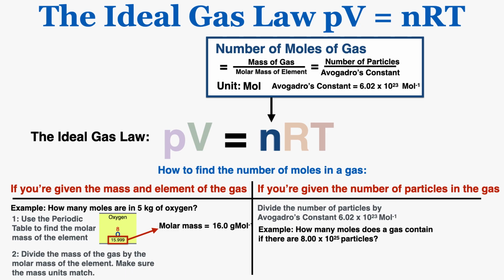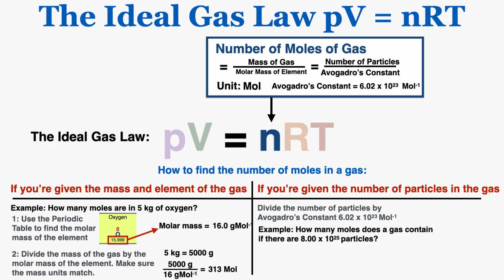The second step is to divide the mass of the gas by the molar mass of the element and to make sure that the mass units match. So because this is 5 kilograms of oxygen, I'm going to convert that to grams just so it matches up with the grams in the molar mass. So that's equal to 5,000 grams. I divide the mass of the gas by the molar mass of the element. And when I do that, I find that 5 kilograms of oxygen contain 313 moles of oxygen.